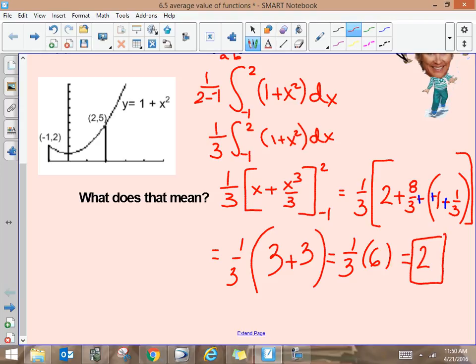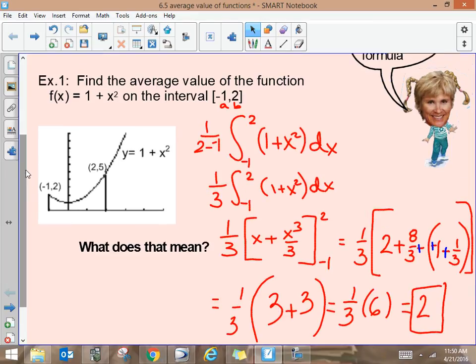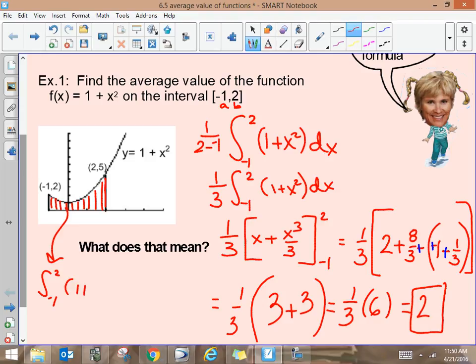Okay. So here's what this means. Your average value, remember this right here is representative of what? The area, which is also the integral, right? -1 to 2 of 1 plus x squared dx. Now, that 2 right here tells us that we have a rectangle of height 2. This is 1, this is 2, assumably.